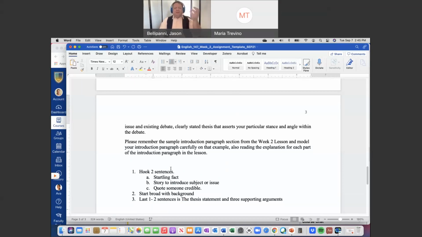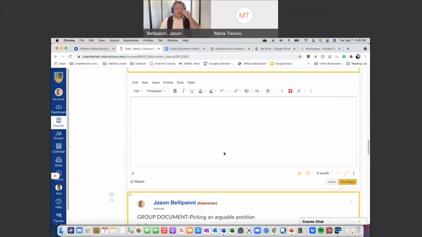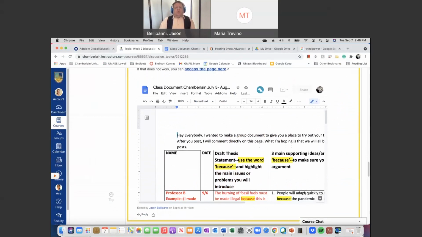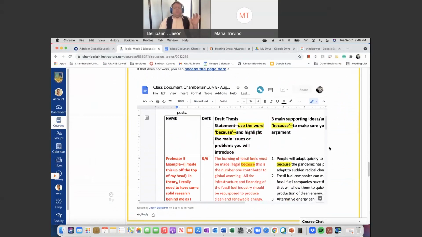And then when you come back, sorry, for the three supporting arguments, is that based on our articles? Well, you're making an argument. For the introduction, the three supporting arguments, is that what we're brainstorming or from what we've read and researched? No, it's going to be sort of you're brainstorming.